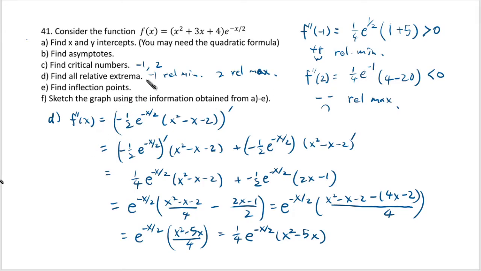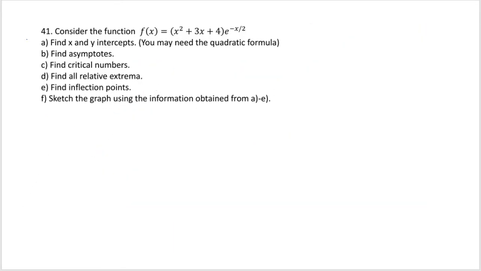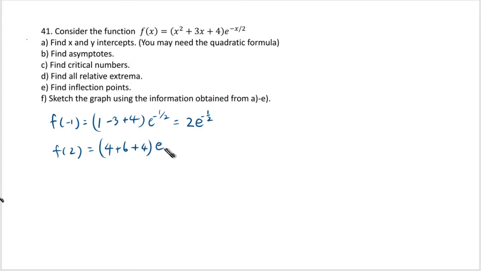But we shouldn't end there. We actually need the y-coordinate as well, so let's plug in those points. f of negative 1: negative 1 squared is positive 1. Negative 1 times 3 is negative 3, plus 4, e to the negative 1/2. So that's going to be 2 times e to the negative 1/2. And f of positive 2: 2 squared is 4, 2 times 3 is 6, plus 4, and e to the 2 over 2 is 1, e to the negative 1. So that's going to be 14 e to the negative 1.